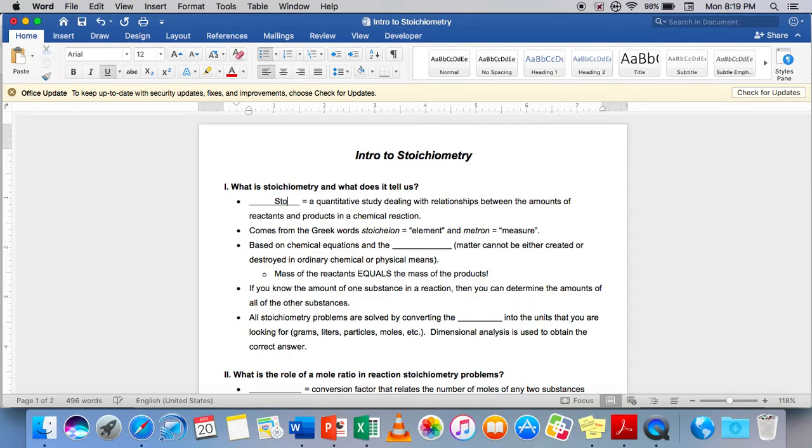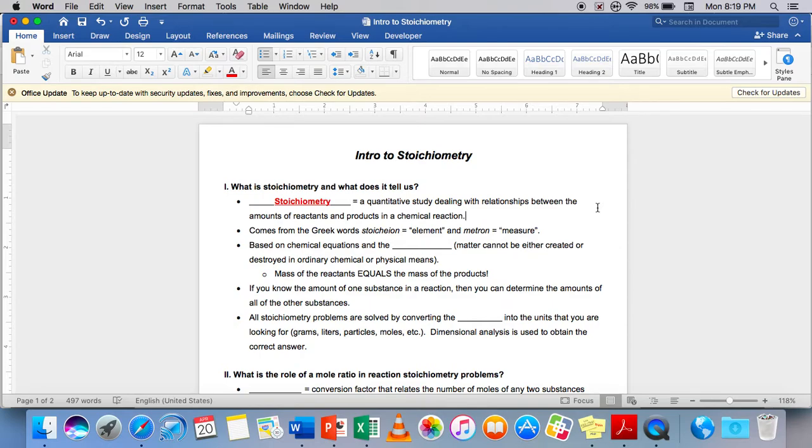Stoichiometry is a quantitative study dealing with relationships between the amounts of reactants and products in a chemical reaction. Keyword here being quantitative, so we're going to be dealing with numbers. And we're going to be taking a look at reactants and products, two different species in a chemical reaction.